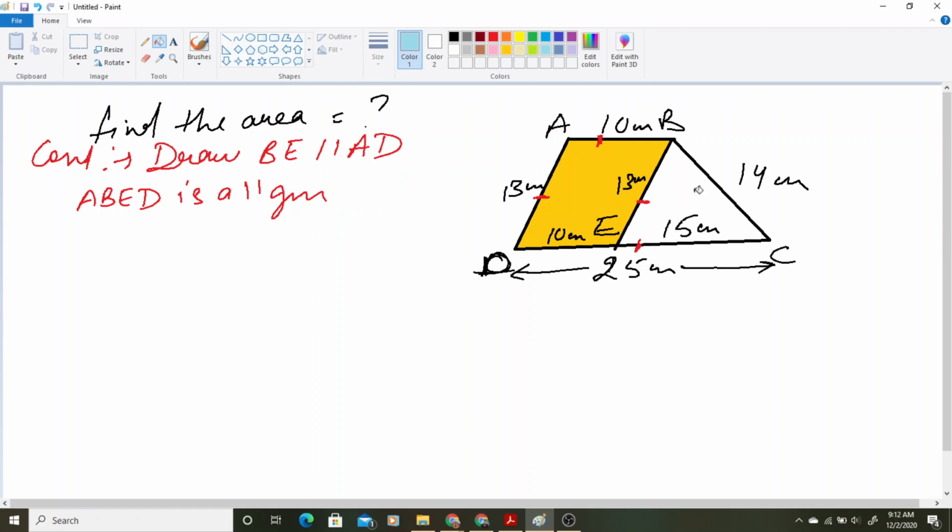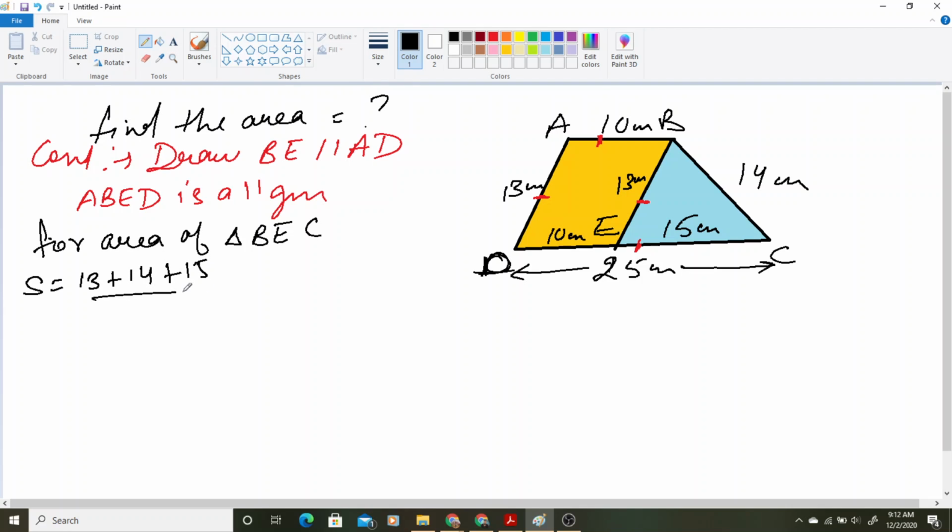हमारे पास ये वाला जो triangle है ना, triangle BEC, this one. Okay. So in this triangle BEC, for area of triangle BEC, triangle BEC का area find out करेंगे हम. We will find out S. So S will be 13 plus 14 plus 15 divided by 2. So it will be how much?